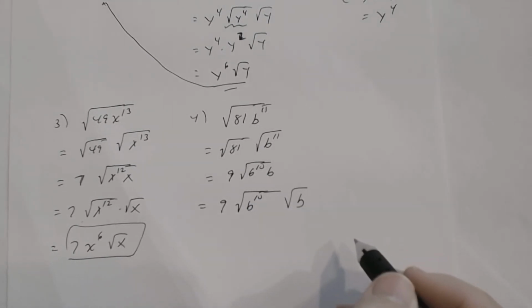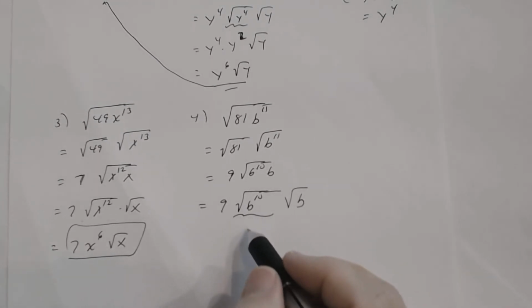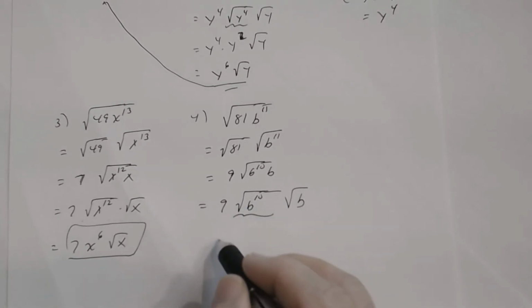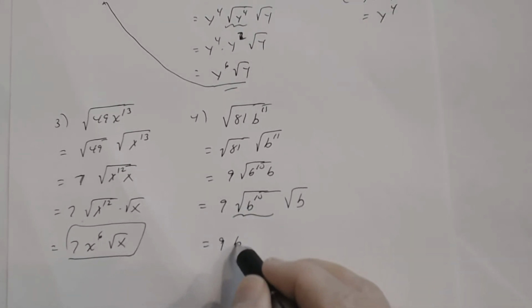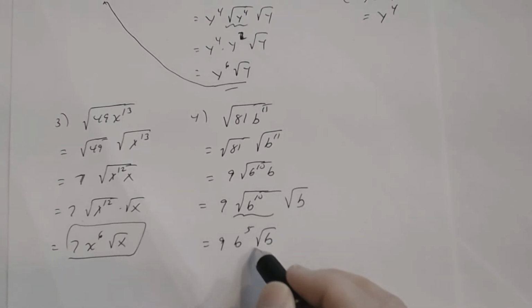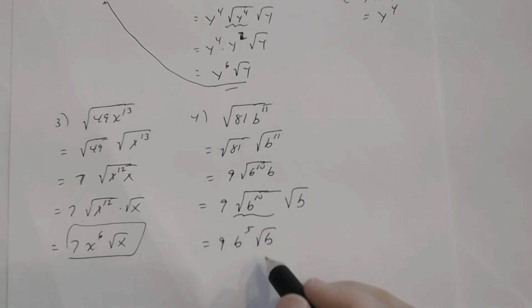You'll agree? And then what's the square root of b to the 10th? So what times itself twice is b to the 10th? B to the 5th. 10 divided by 2 is 5. So I get 9 times b to the 5th times the square root of b. Can I simplify the square root of b? No, because the exponent's 1, 1's less than 2. So you're done.